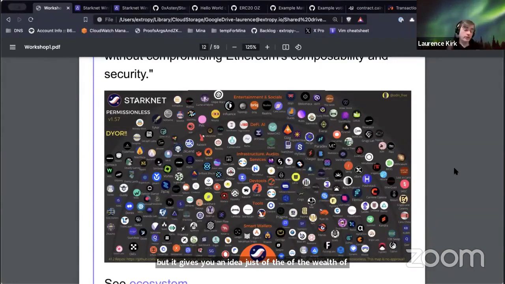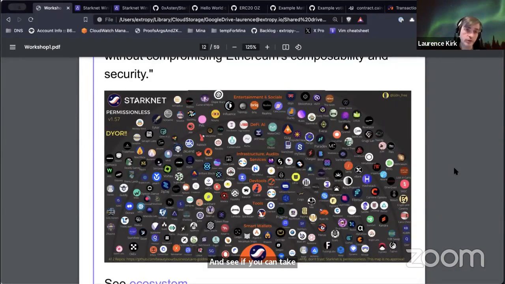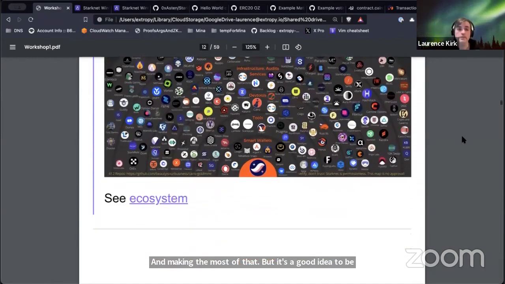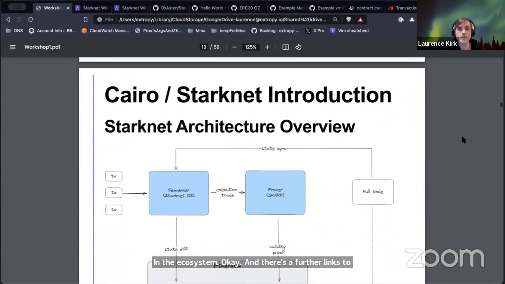And so again, when you're thinking about what to do in your hackathon, have a look through what is there, and see if you can take some things from some of these existing projects. Or maybe it's just going to be having a look at the tooling as well and making the most of that. But it's a good idea to be aware of what is out there in the ecosystem. Okay. And there's further links to that.